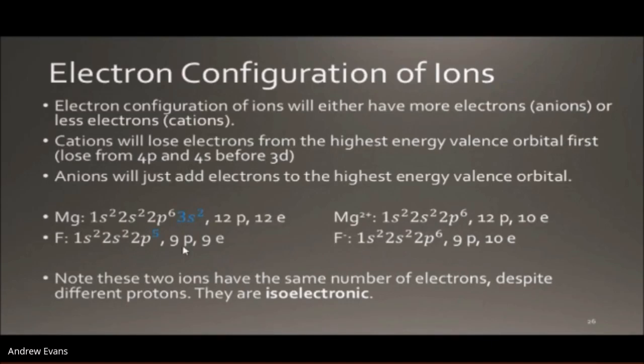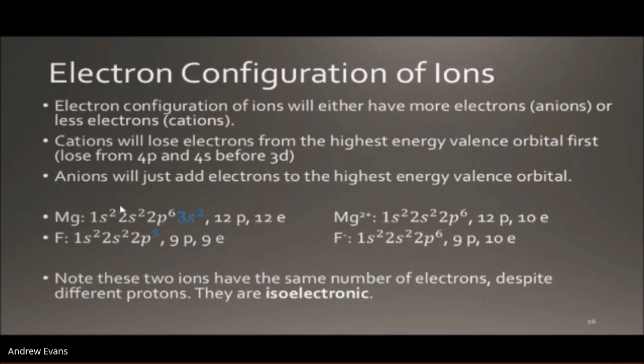Now, magnesium, when we form a cation, when we lose electrons, here's the hard part. We lose from the P and then the S and then the D in that order. So if it has no P electrons, it will lose from the S electrons. If it has no S electrons, it will lose from the D electrons. So it's losing from the highest energy level, the highest row number, P, and then S, and then D.